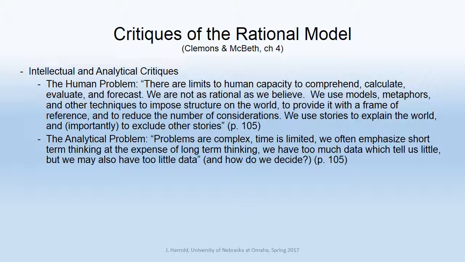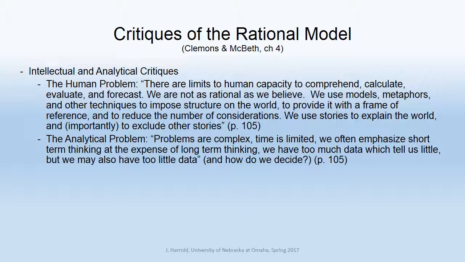And so I want you to realize that we can evaluate policy from many different perspectives, and in fact, we should. But in chapter 4 of the reading, they are talking about problems with the positivist approach. So let me just talk about some of those they mentioned. They have about 4 or 5 of these broad categories. One is intellectual and analytical critiques. And under this, they identify two, the human problem and the analytical problem.